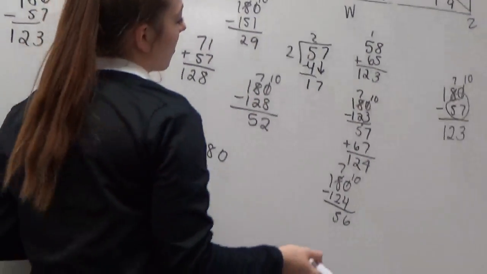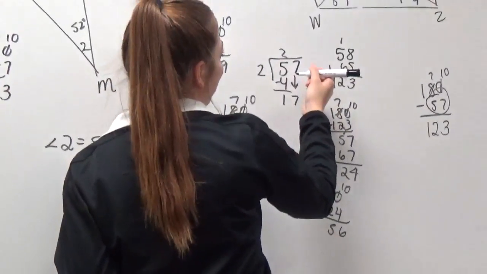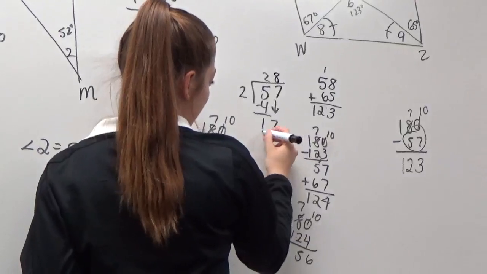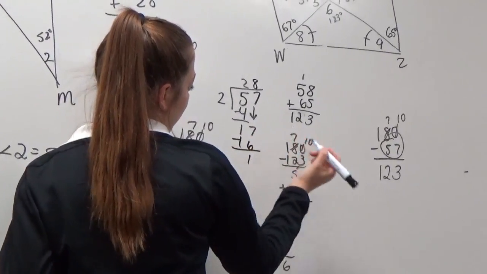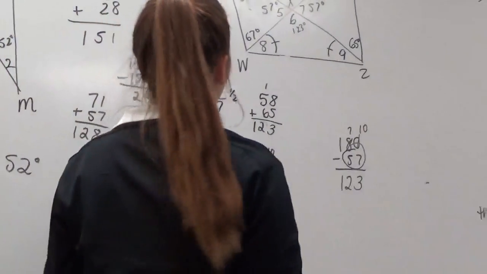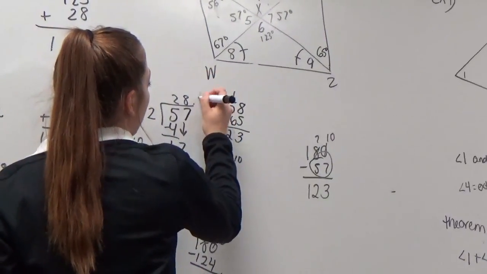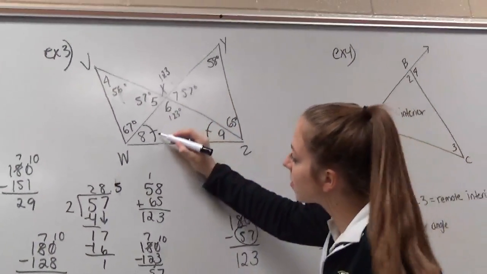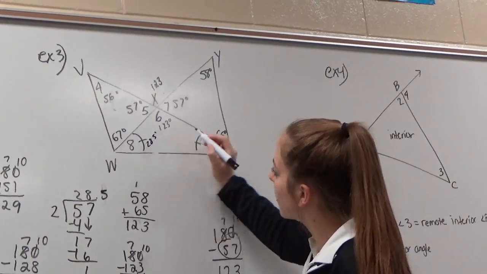It's going to be a fraction. It's going to be 28 and a half. I don't know how you write it. 28.5. Okay, so now you guys know that both of these angles are 28.5 degrees.